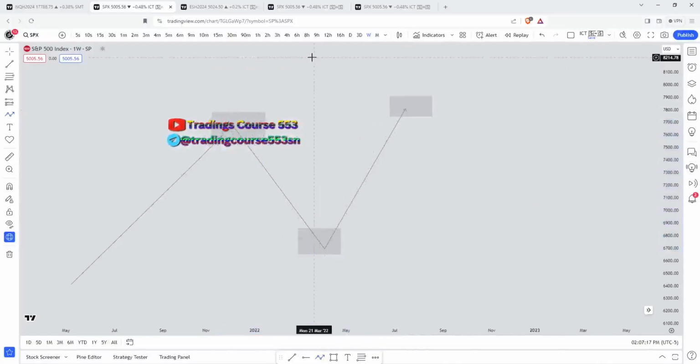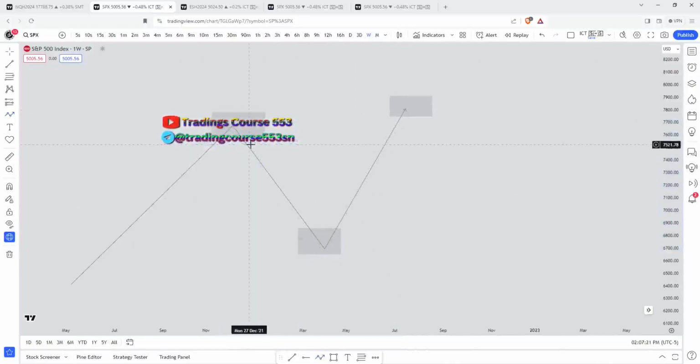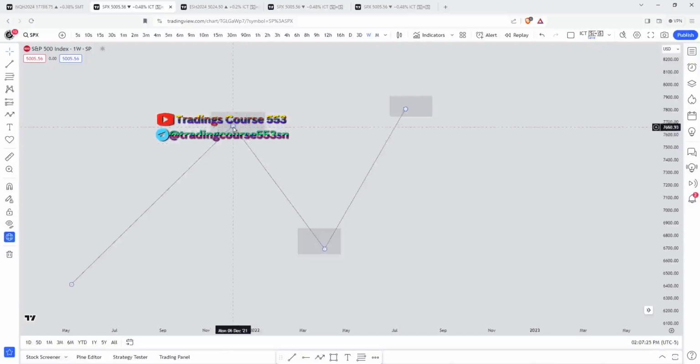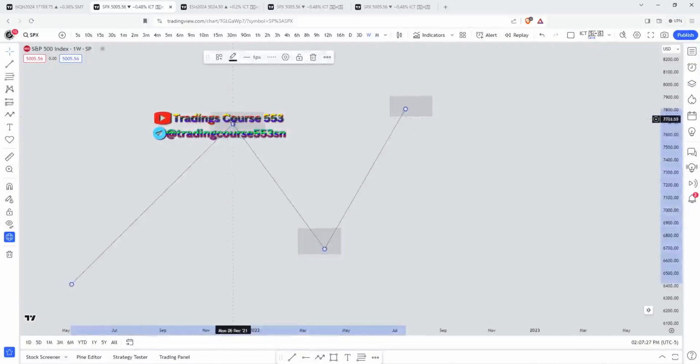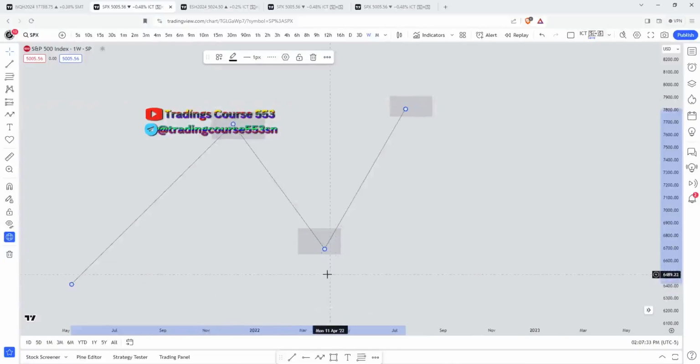So to identify these original consolidations, to make it as simple as possible, which no one does, no one says this for some reason, all you have to do is identify the high where it started that retracement back to the downside. So I'm identifying where price reversed and created that retracement. Then I'll have a better understanding of where to target for the original consolidation.